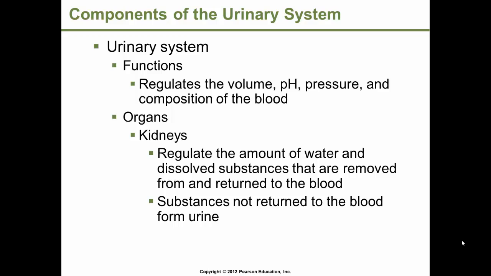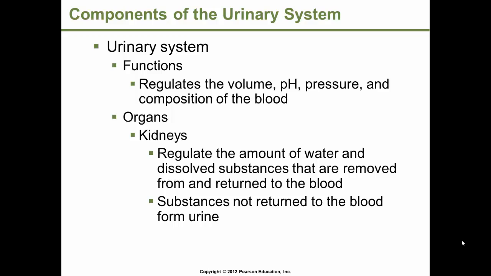The functions of the urinary system are to regulate the volume, the pH, the pressure, and the composition of blood. The kidneys filter waste and excess materials from the blood. Healthy kidneys filter blood more than 30 times a day. It assists the respiratory system in maintaining the blood pH through either reabsorption of hydrogen ions or bicarbonate ions to regulate that pH.